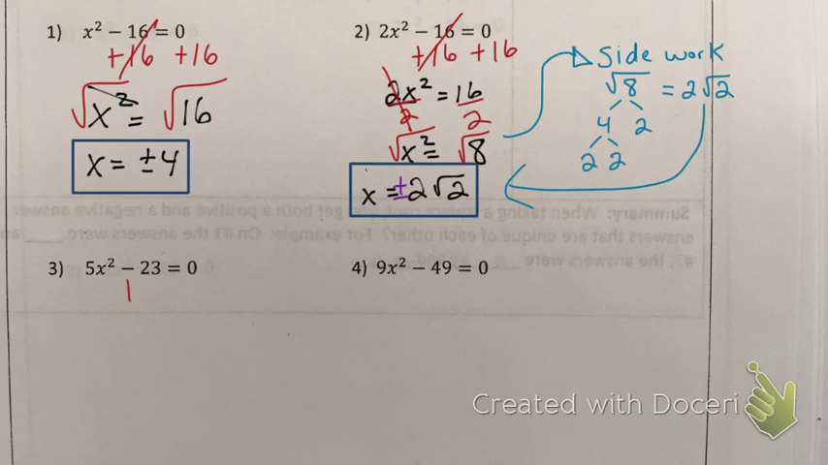Okay. Now, that's going to end up being the only even problem that I end up working out today. The rest are all going to be up to you. So on number 3, we have 5x squared minus 23 is equal to 0. Same situation as number 2. We're going to follow the same steps in the same process in the same order.